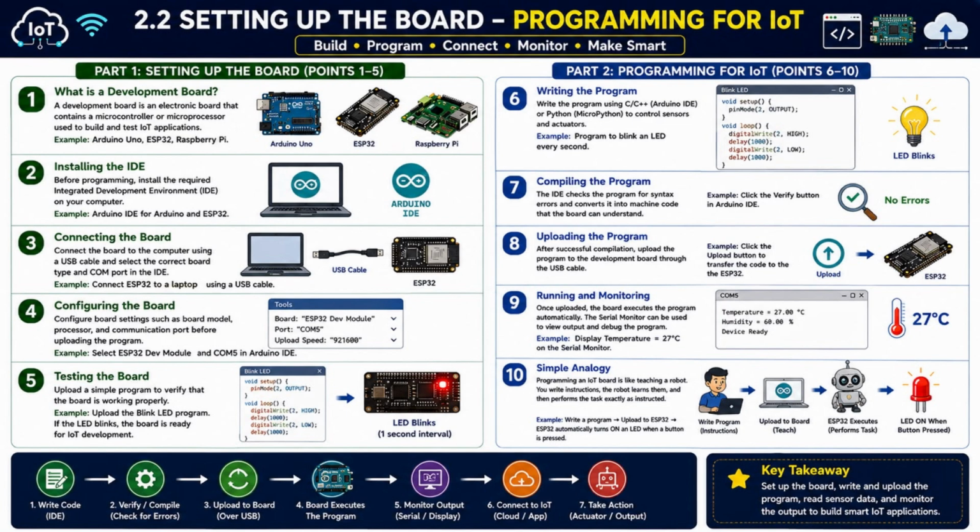That's all. For that, an example is given here. Click the upload button, then only the code is transferred to the ESP32. Then we have to execute it. That is called running and monitoring. Once uploaded, the board executes the program automatically. The serial monitor you have to mention here. The serial monitor can be used to view the output and debug the program.